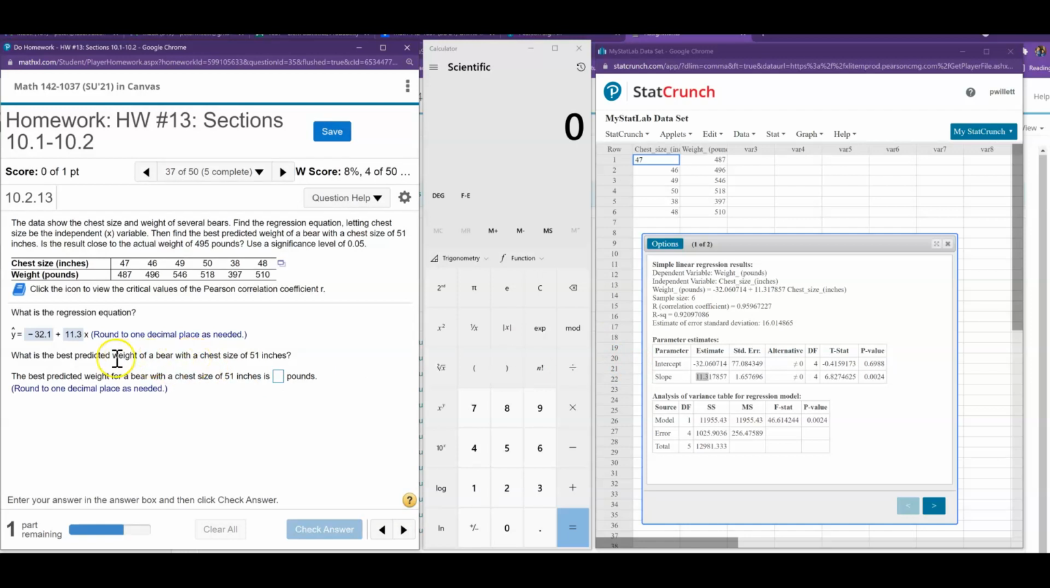Now it says, what is the best predicted weight of a bear with a chest size of 51 inches? So one way to get a predicted weight is to take the 51 inches, which is a possible x value, and plug it into our regression equation, do this arithmetic, and get a value predicted for y. But we only want to do that if this is a reasonably good fit, if there seems to be a linear correlation. At the 5% significance level, we would need the p-value of this sample to be below 5%.